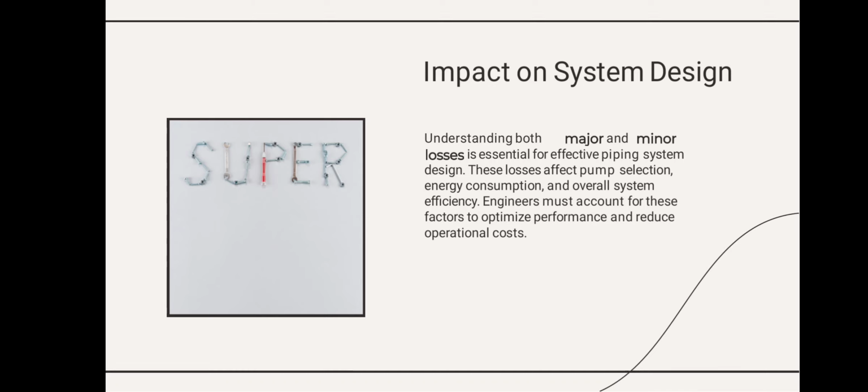Impact on system design. Understanding both the major and minor losses is essential for effective piping system design. These losses affect pipe selection, energy consumption, and overall system efficiency. So we as engineers must account for these factors to optimize performance and reduce operational cost.